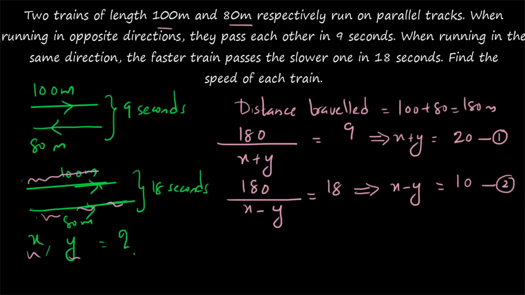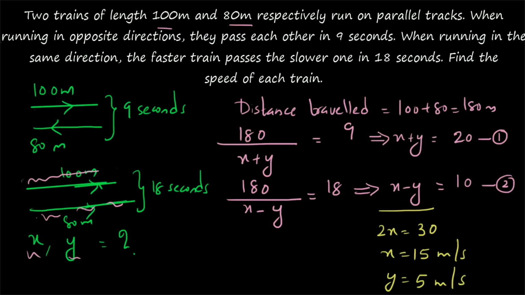Now you have to solve these two equations in order to find x and y. There are two unknowns and two equations, so you can easily solve. What will you get? 2x is equal to 30. So you will get x is equal to 15 and y is equal to 5. And what will be the unit? 15 meter per second and 5 meter per second.